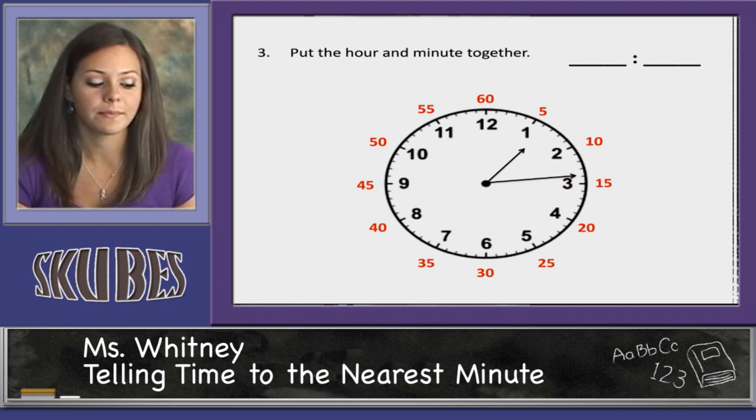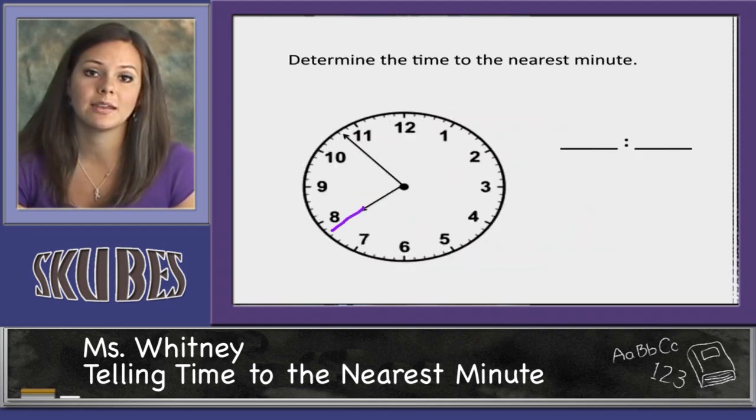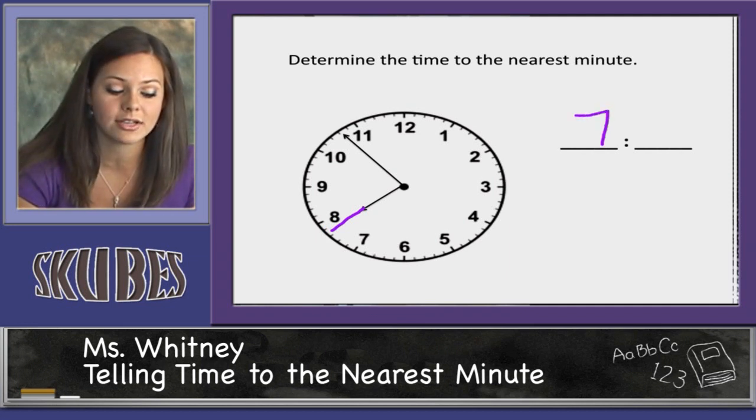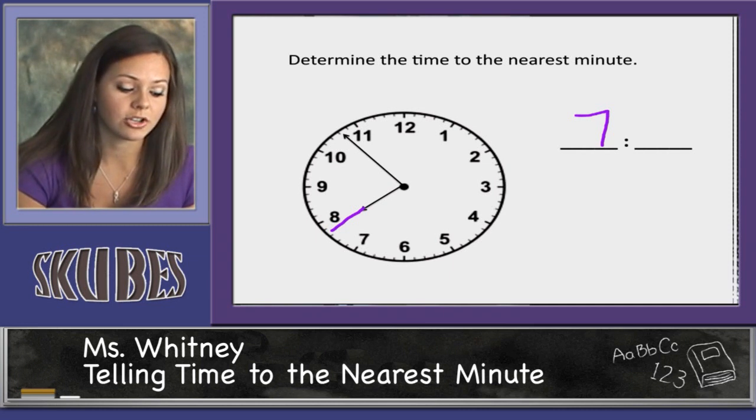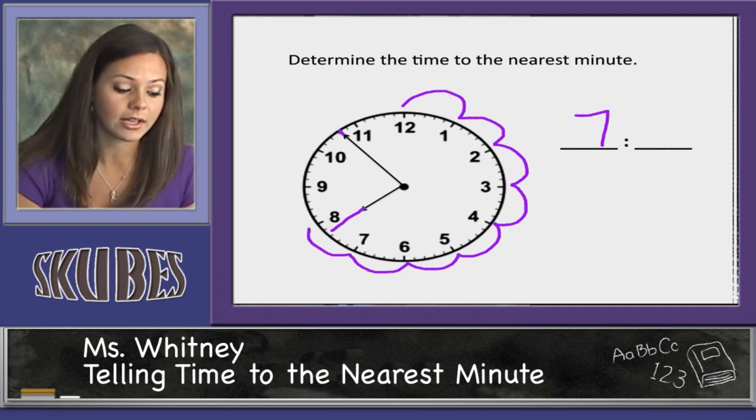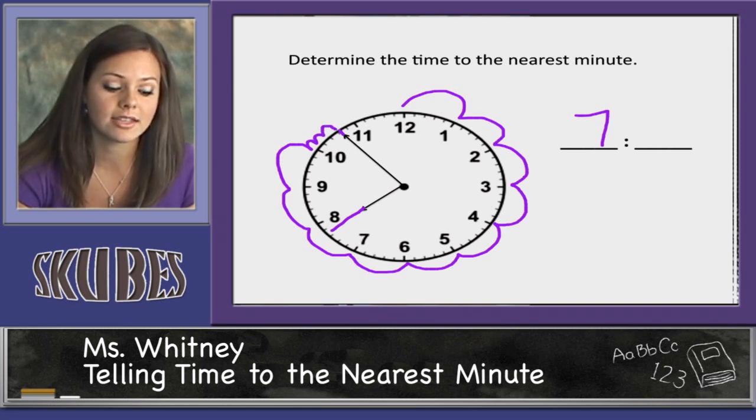Let's look at this example. We'll start with the hour. It's pointing in between the 7 and the 8. It's after the 7 but before the 8, so the hour is 7. We'll determine our minute, 5, 10, 15, 20, 25, 30, 35, 40, 45, 50, 51, 52, 53. This clock reads 7:53.